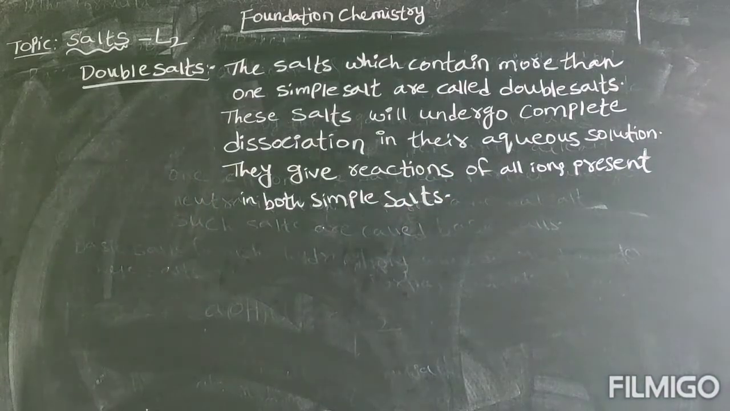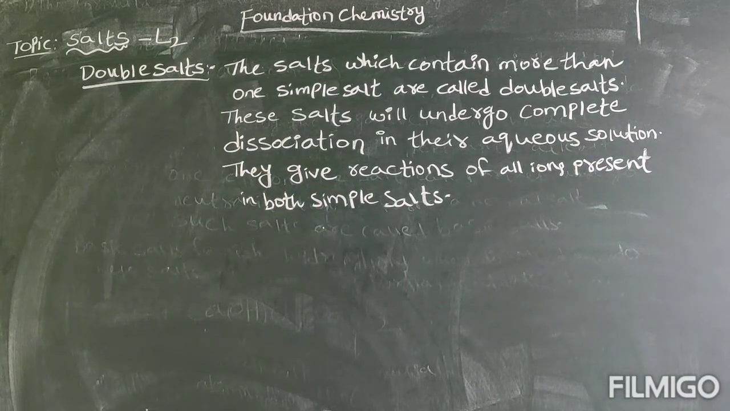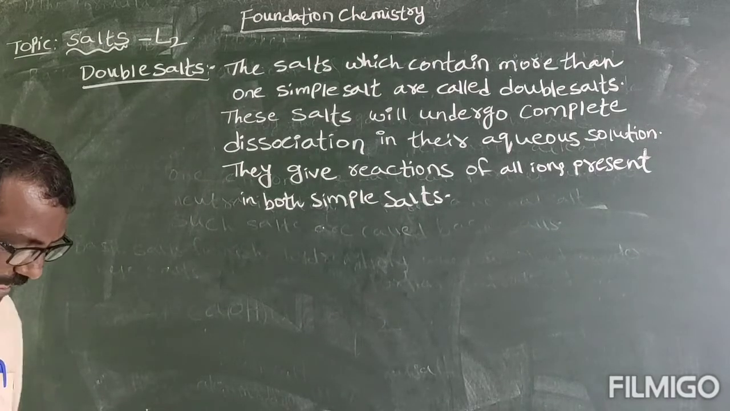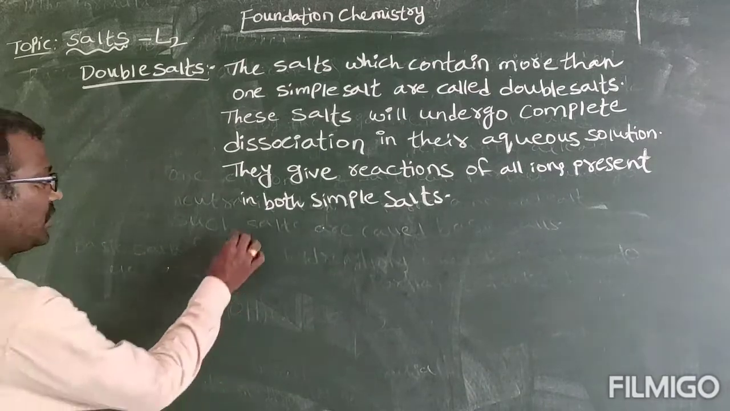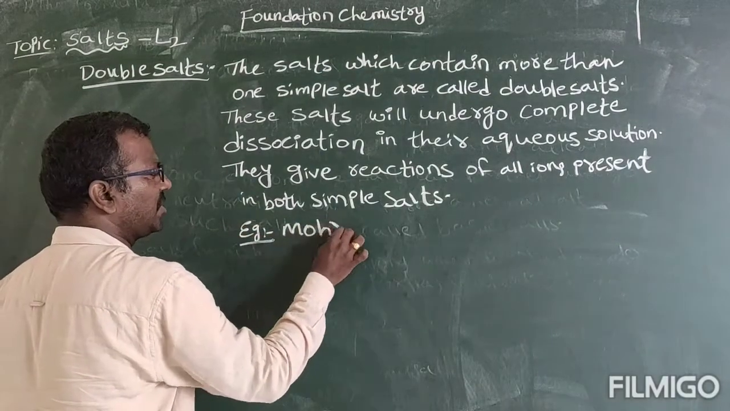So double salts means what? The salts which contain more than one simple salt are called double salts. And these salts will undergo complete dissociation in their aqueous solution, and they give the reactions of all ions present in the simple salts. Okay, the example is Mohr's salt.